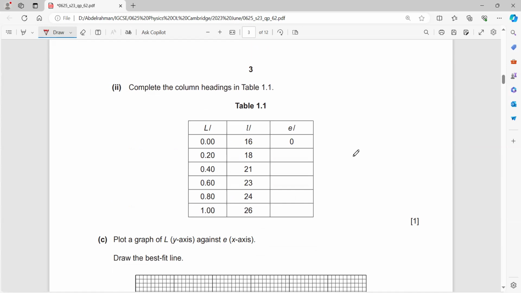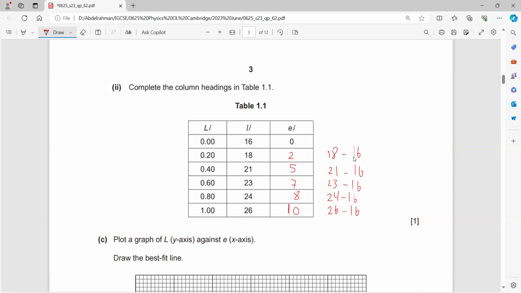Come on guys, new length minus the original. So 18 minus 16 is 2. The second one, what will we do? 21 minus 16 again. So each time we will minus 16. Here 23 minus 16 is 7, 24 minus 16 is 8, 26 minus 16 will be 10. That's it.